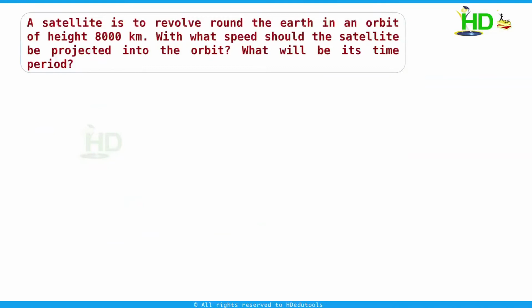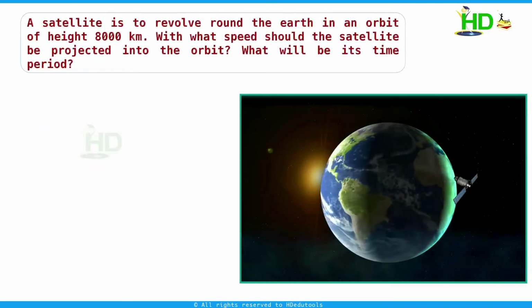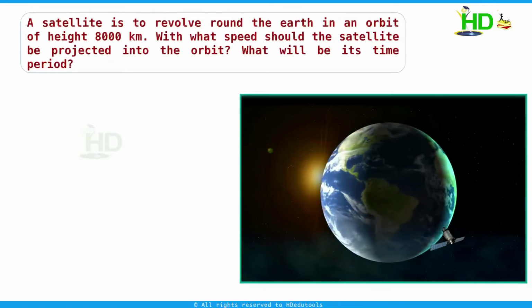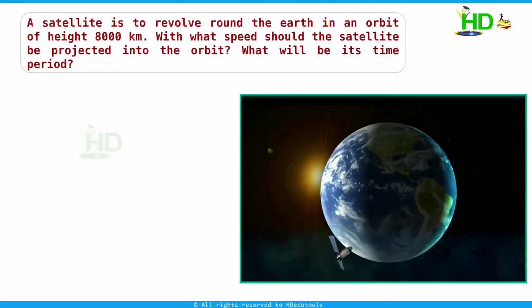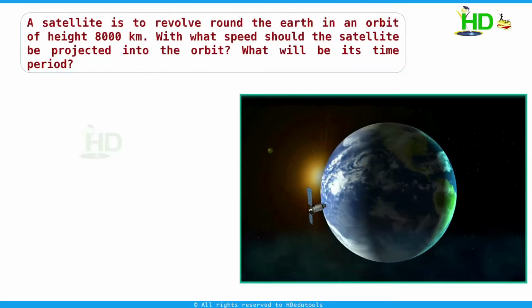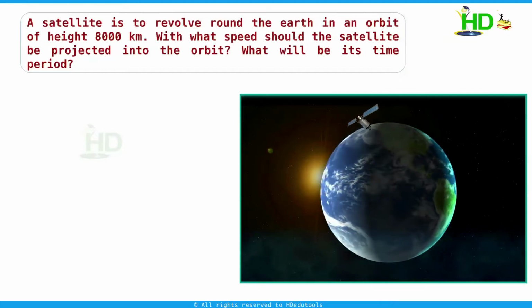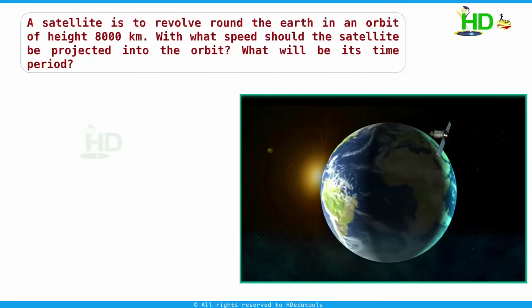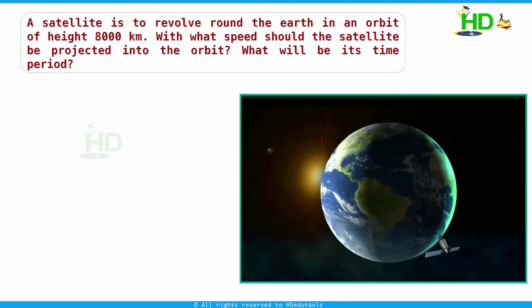We go for another problem. A satellite is to revolve around the Earth in an orbit of 8,000 km. With what speed should the satellite be projected into the orbit? What will be its time period? In this problem, we are asked to find the speed of the satellite to move around the Earth at a height 8,000 km. And also we have to find the time period of the satellite.